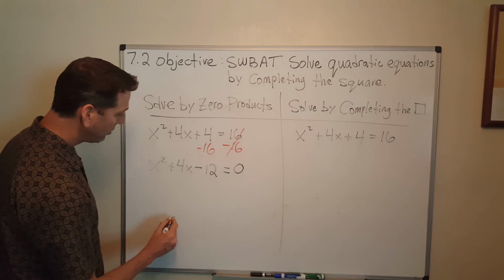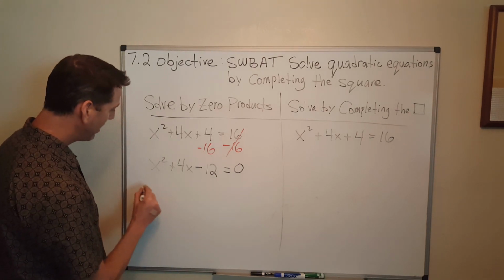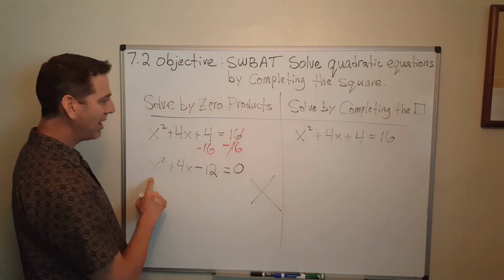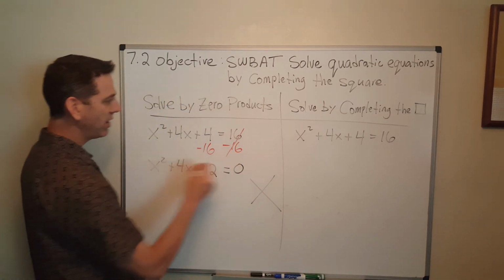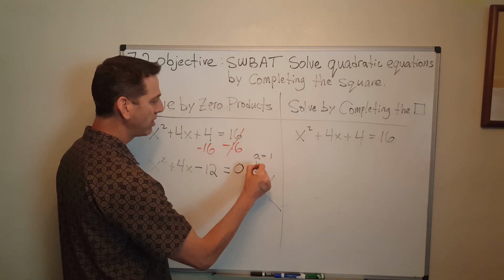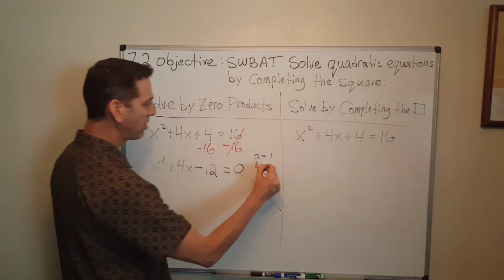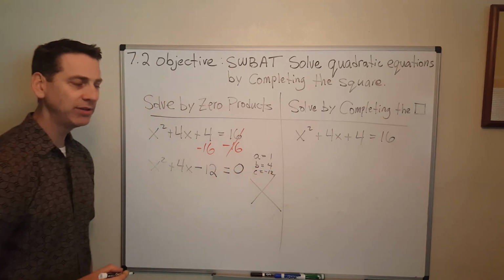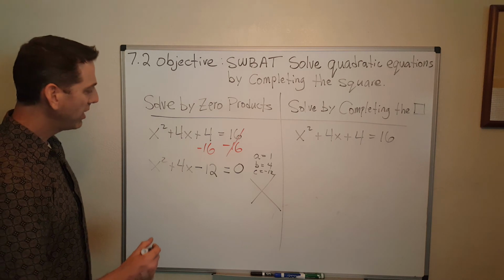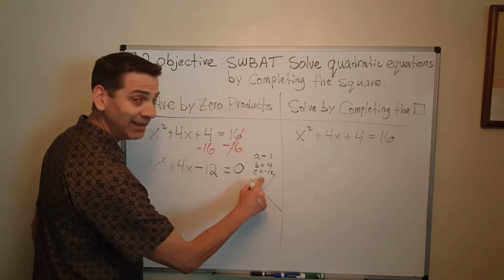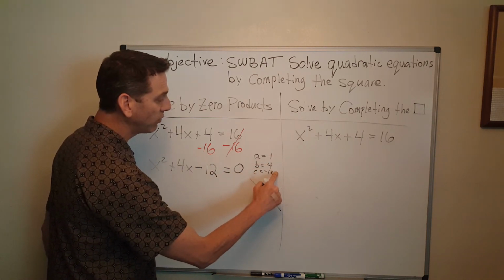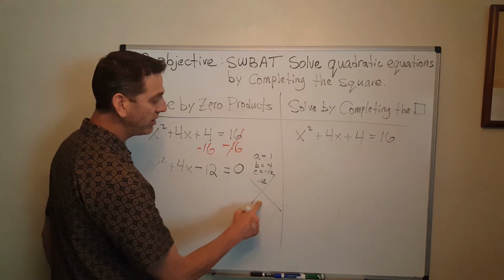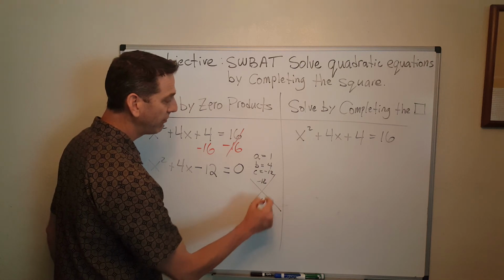Okay, so I'm going to draw my x here. Let's draw it off to the side here. So A is 1, B is 4, and C is negative 12. That's my ABCs. All right, so here goes AC, A times C. Well, 1 times negative 12 is negative 12. And B goes right here, and that's going to be 4.